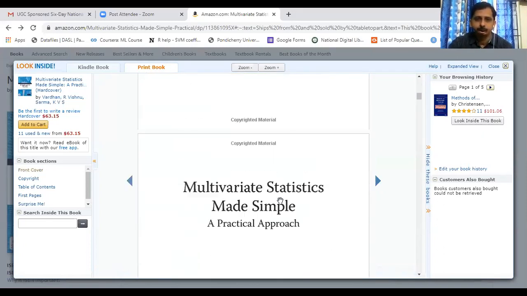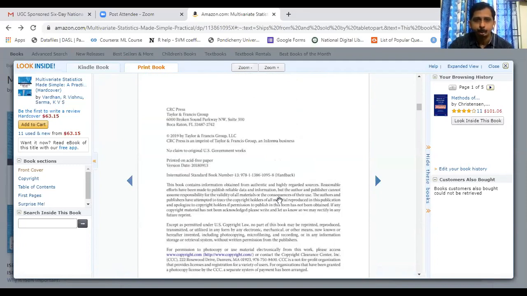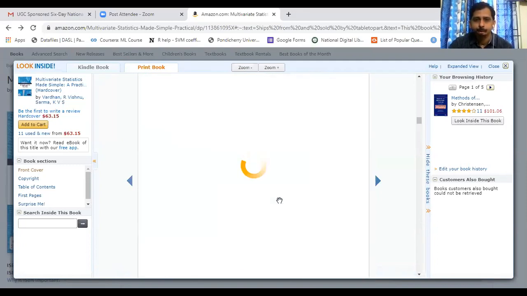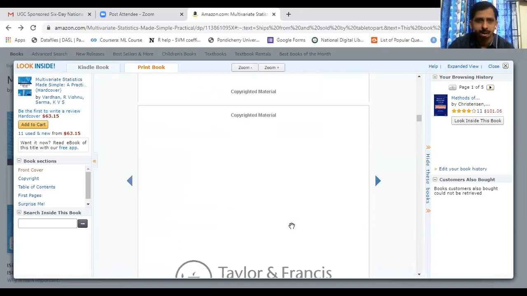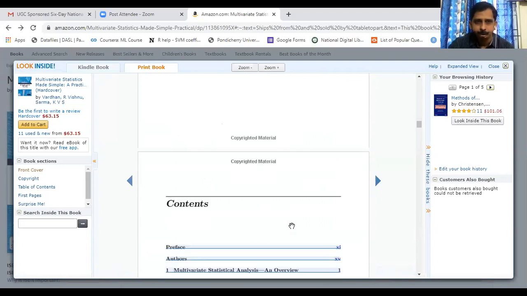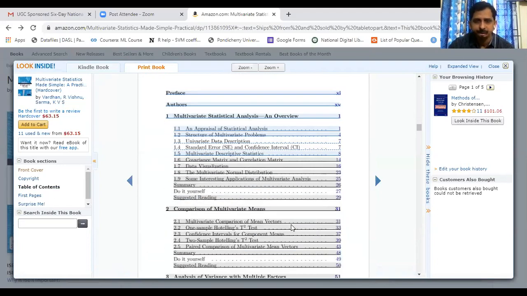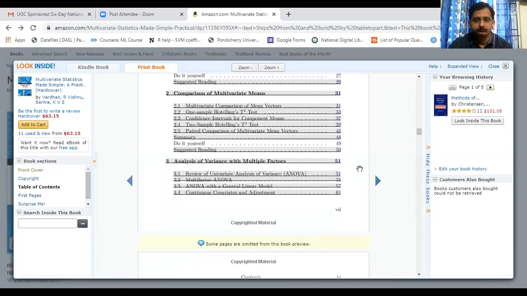Okay, and this chapter... Coming to the contents here, we started with the overview of multivariate statistical techniques, then how to compare multivariate means, that is about T-square and paired comparison of the multivariate mean vectors.